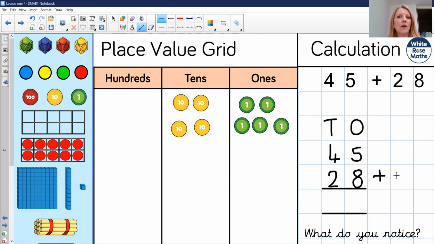Okay, so let's have a go at answering this question. We've already checked that the tens and ones are correct for 45. So now I need to add in 28. So I need to add in 2 tens. Oh, sorry.